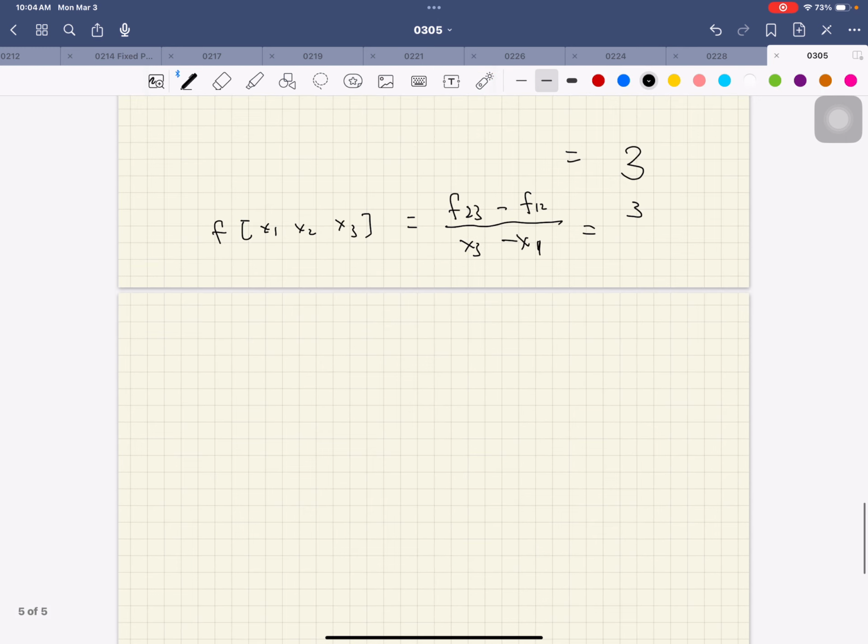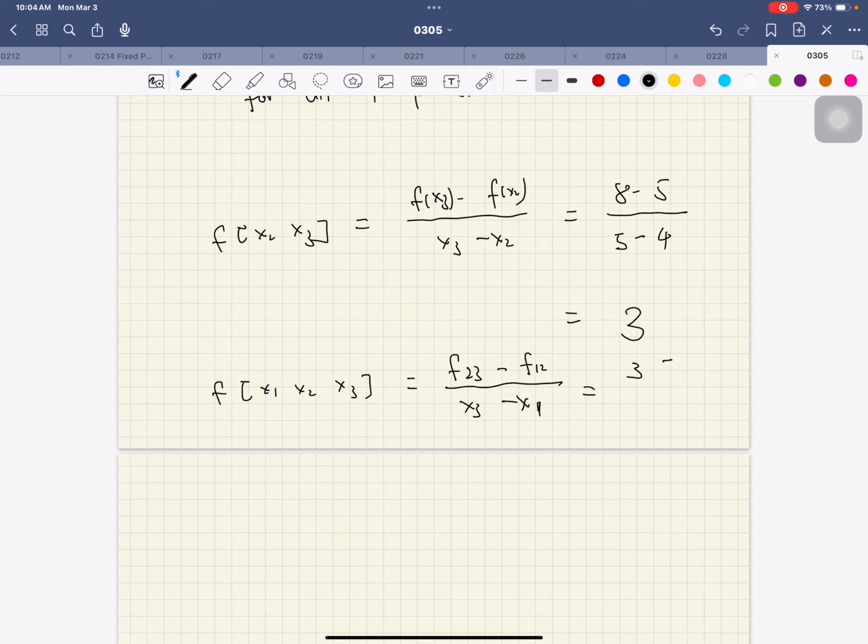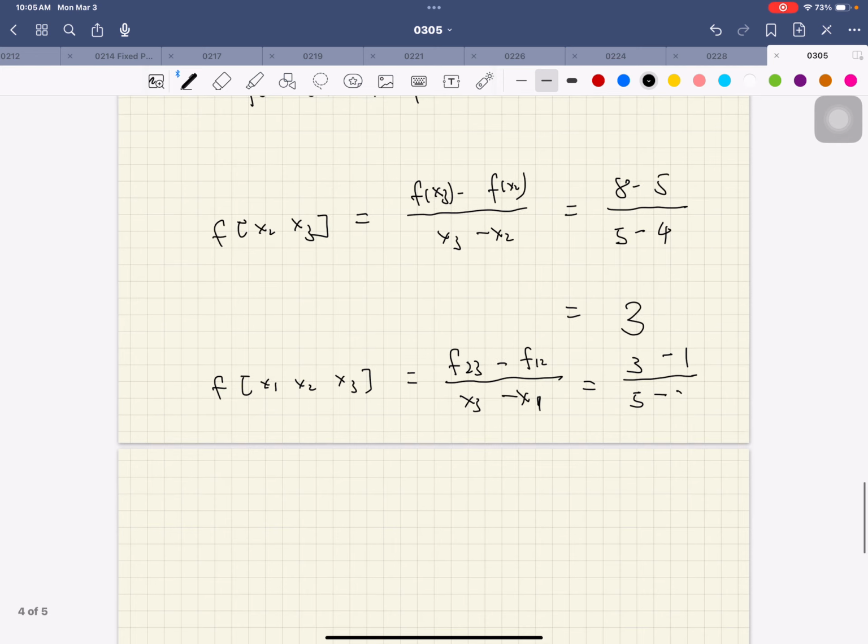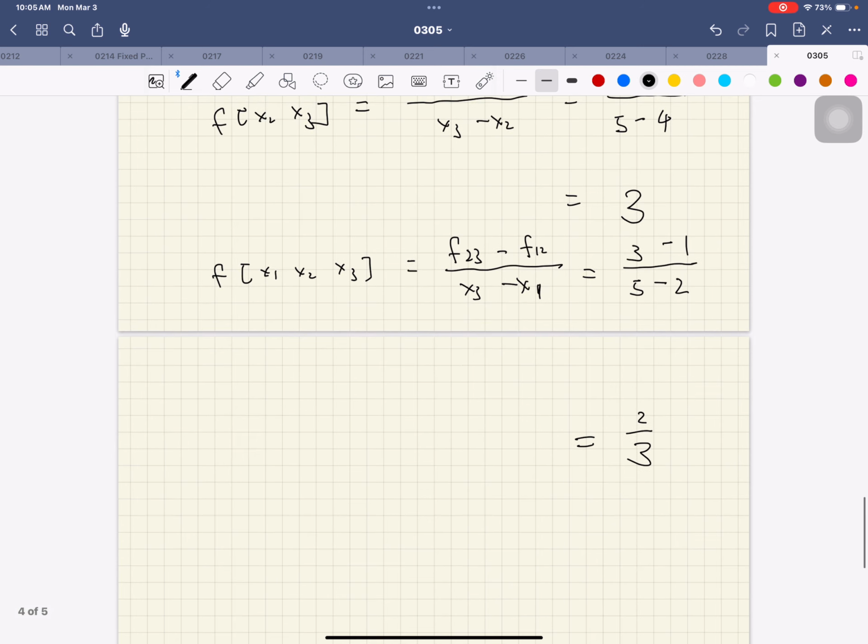So then later this will be 3 minus 1. And here x3 is equal to 5. I remember this number. x1 is equal to 2. Okay, so turns out this is equal to 2 over 3. Okay, so this is f[1, 2, 3].